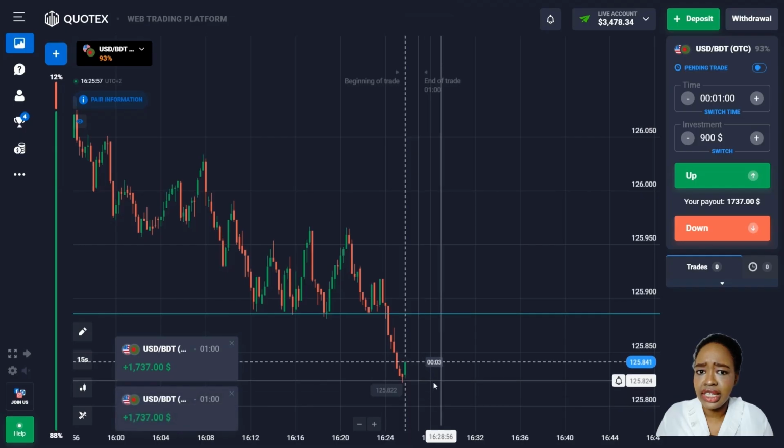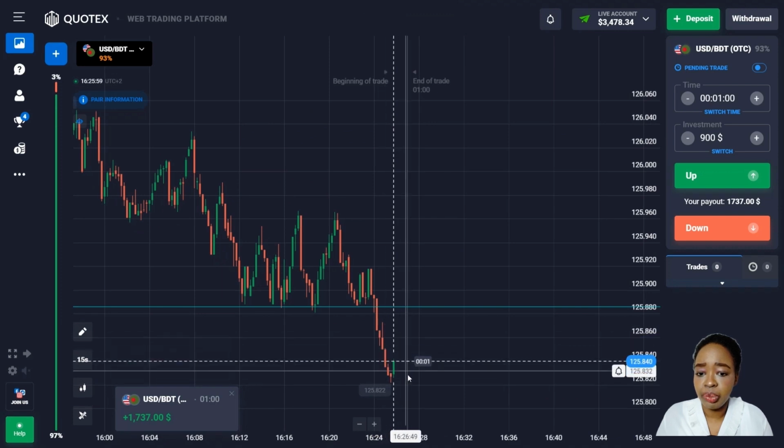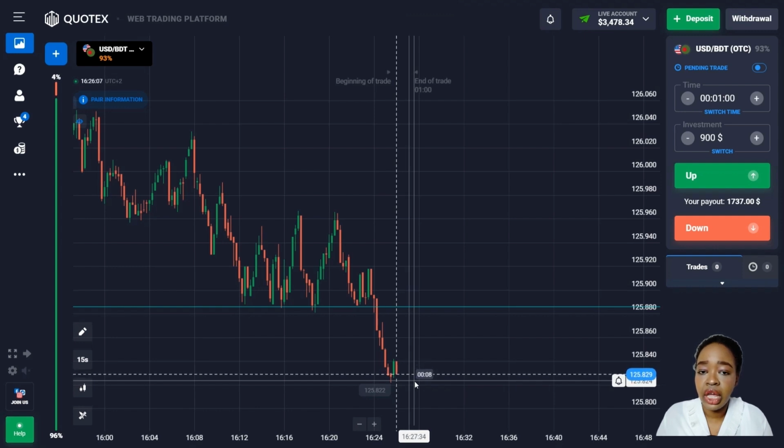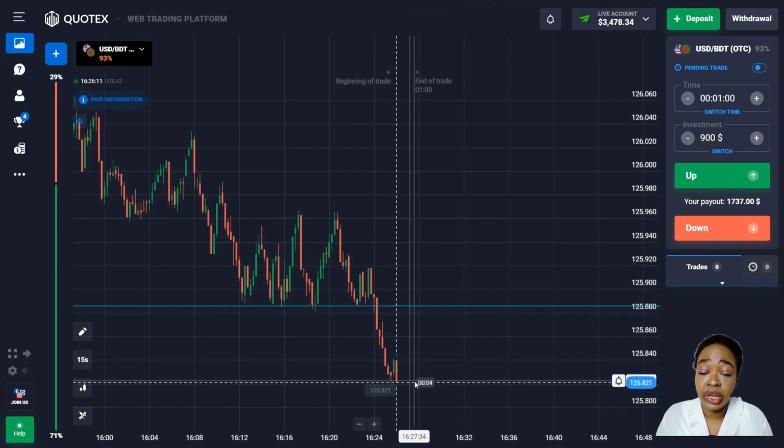Well, friends, this is not bad at all. You can see the price continue to move down. That is, the support level was completely broken through, and I managed to get very good profit. Meanwhile, I have almost $3,500 in my deposit. I suggest to find one last trade today.